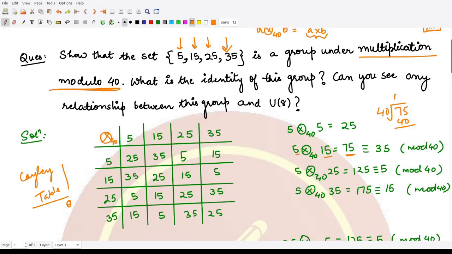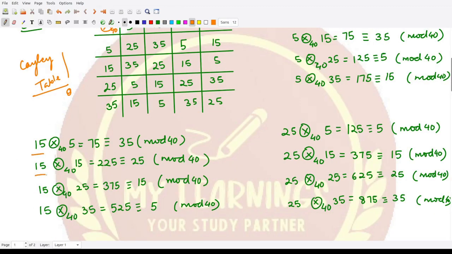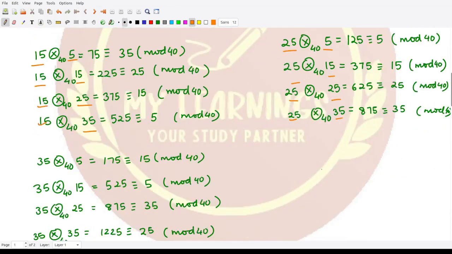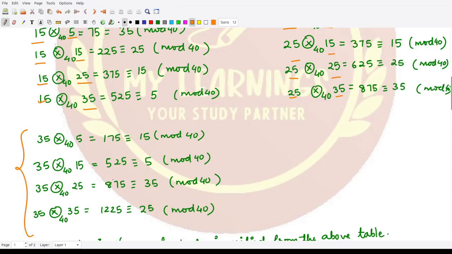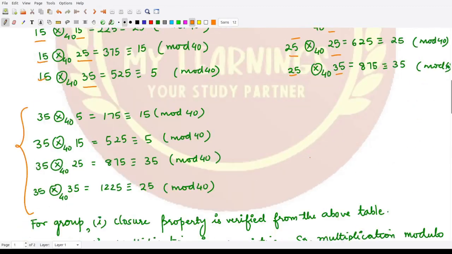In a similar manner, you can calculate all such entries. With 15, we'll be multiplying by 5, 15, 25, 35. With 25, we'll be multiplying with 5, 15, 25 and 35, and then calculating mod 40. Similarly with 35. When you perform all these calculations, you have all the entries of this Cayley table, and with the help of this table, we can very easily verify whether this forms a group or not. So let's see it property by property.